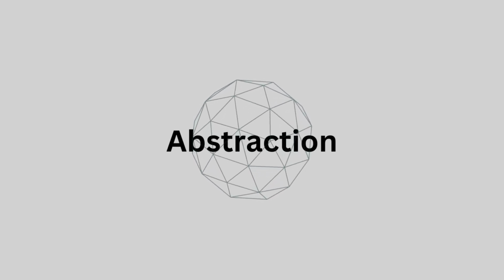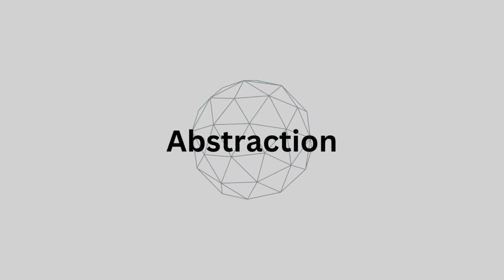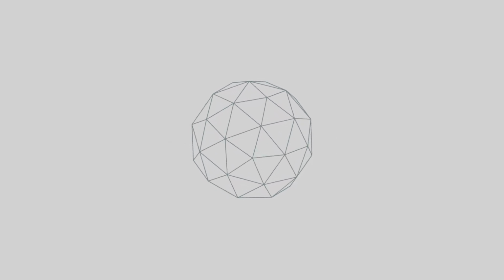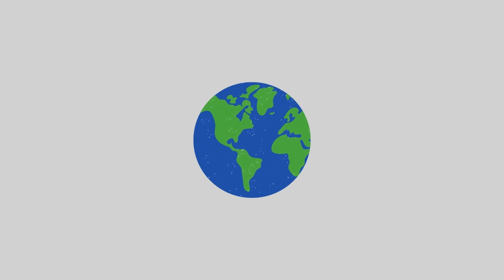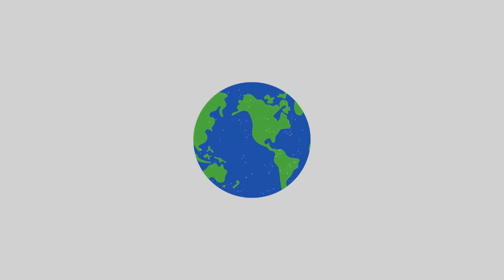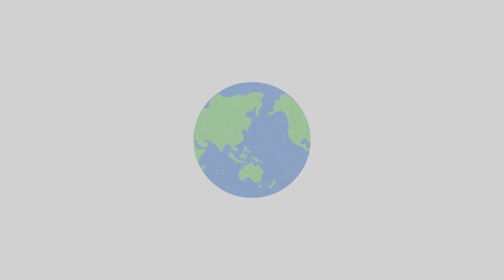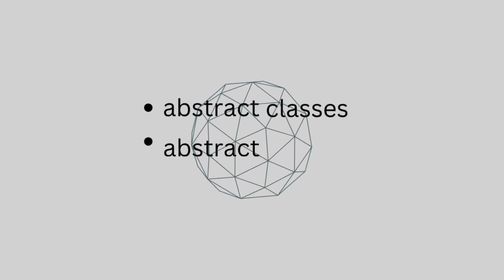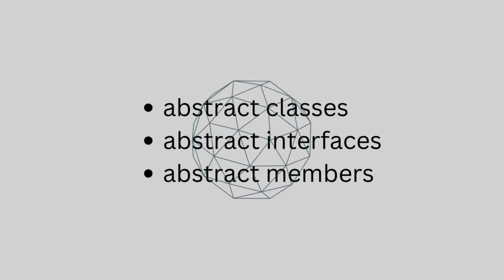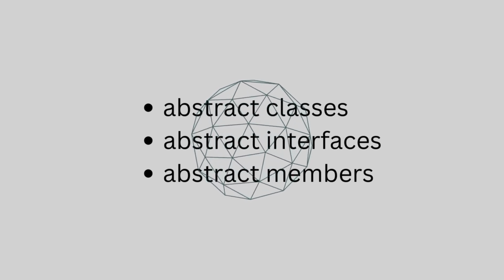Abstraction is a fundamental concept in object-oriented programming. Abstraction involves creating abstract representations of real-world objects, emphasizing the essential features while hiding the non-essential details. In C#, abstraction is achieved through the use of abstract classes, interfaces, and abstract members, which we are going to see in this video.